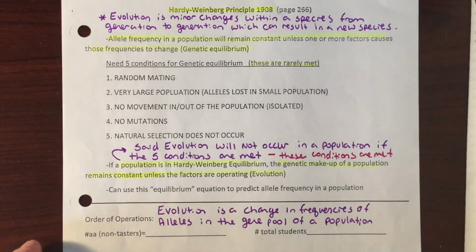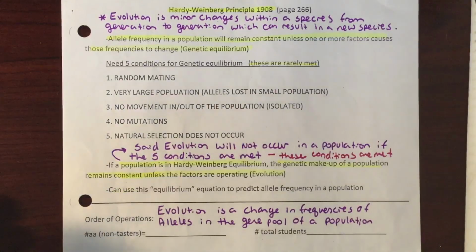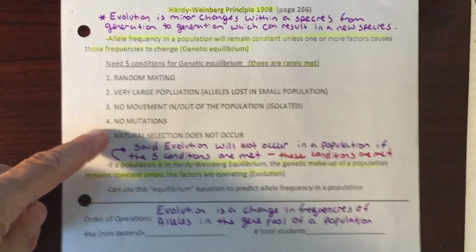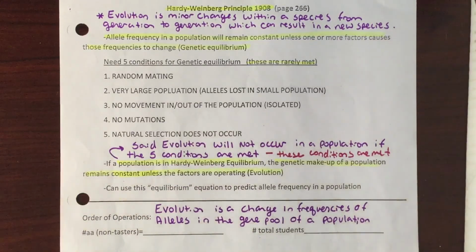So they said that evolution will not occur in a population if the 5 conditions are met. We know these conditions are not met. We know that evolution is occurring. So if a population is in Hardy-Weinberg equilibrium, the genetic makeup of a population remains constant unless the factors are operating, meaning evolution. And we know that. We don't see it day to day. We don't see it from generation to generation. But if we look at many generations along the way, we can see that these conditions are not met. We can see that evolution is occurring. We can see that this whole idea of allele frequencies and genetic equilibrium is not remaining constant.